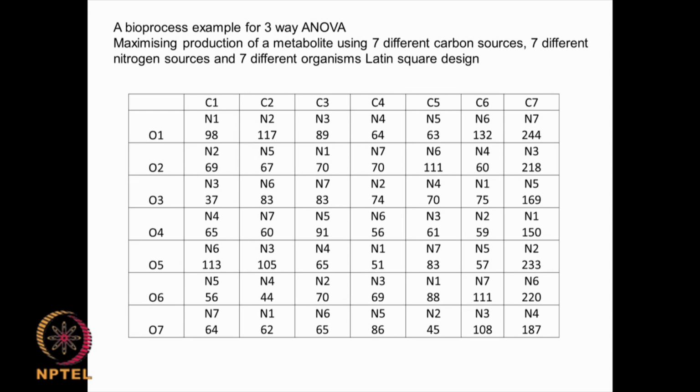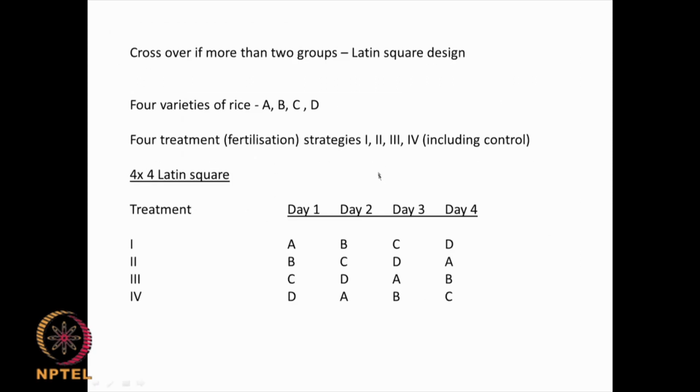So, now I want to look at the main effects. What is the effect of carbon, what is the effect of nitrogen, what is the effect of organism, and so on here. So, we are doing 49 experiments. So, if you remember, long time back I introduced the concept of Latin square. Okay. So, we were doing a Latin square design, it is called a 4×4 Latin square.